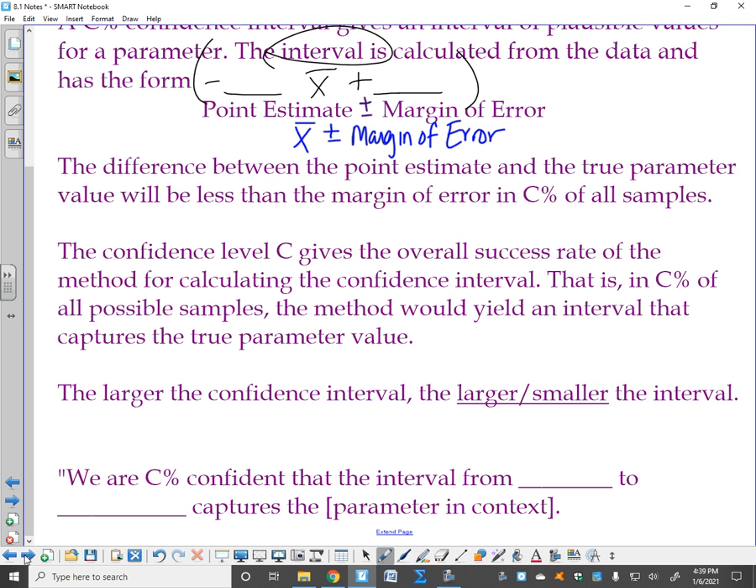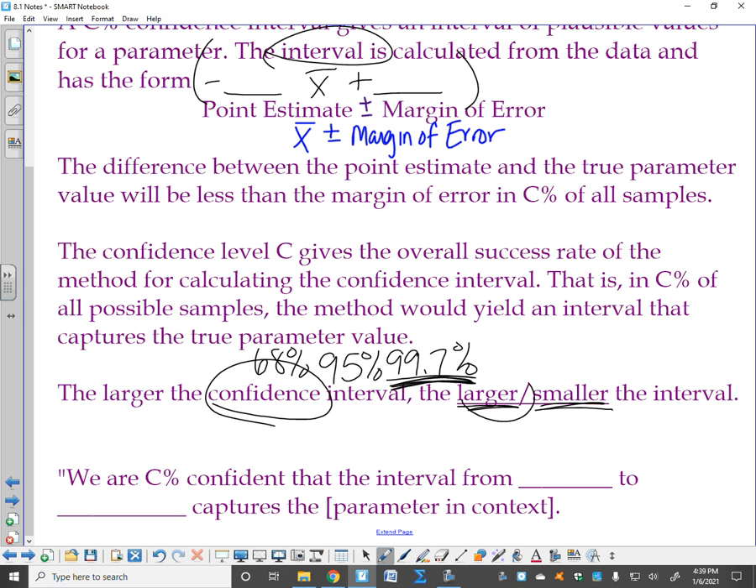All right. Here's a follow-up question where you have to choose larger or smaller. The larger the confidence level, so 95, 99.7, 68, the larger or smaller the interval? Well, think about Mr. Patterson playing darts. If we are super confident that he's going to hit that dartboard, tell me about that dartboard. It's going to be big. So as your confidence goes up, your interval is going to go up. The size of your dartboard is going to go up as your percentage that you're confident.